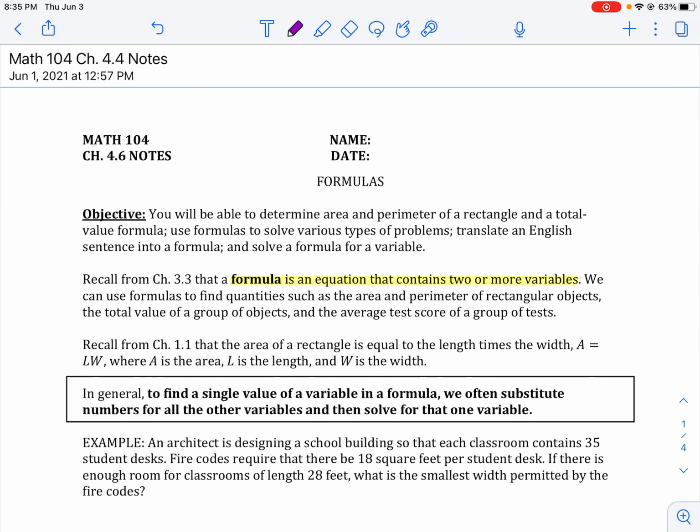Section 4.6, formulas. You'll be able to determine the area and perimeter of a rectangle and a total value formula. Use formulas to solve various types of problems. Translate an English sentence into a formula and solve a formula for a variable.